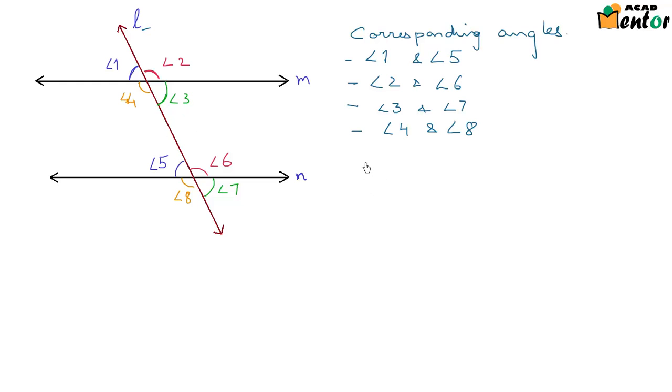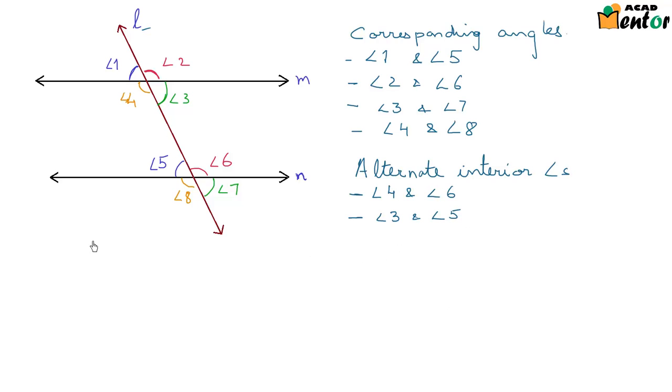Similarly, there are alternate interior angles. So the interior region is the region between M and N. There are 4 interior angles, angle 4, 3, 5 and 6. Now there is a word alternate prefixed to interior angles. So that would just mean that angle 4 and angle 6 are a pair of alternate interior angles because they are on the opposite side of the transversal. Similarly, angle 3 and angle 5 are in the interior region and on the opposite side, hence they are another pair of alternate interior angles.